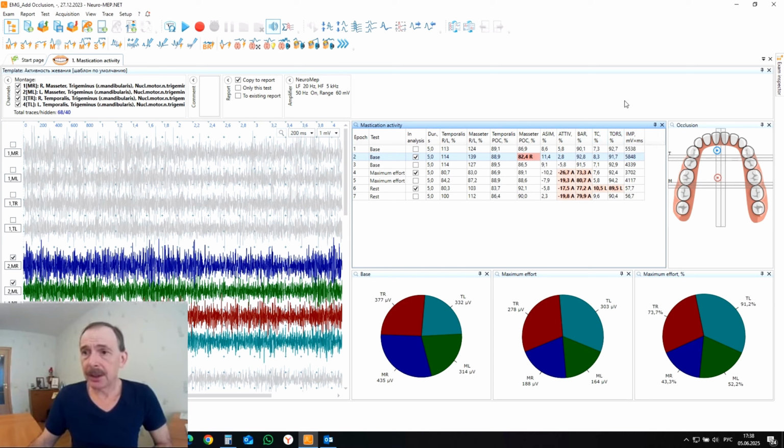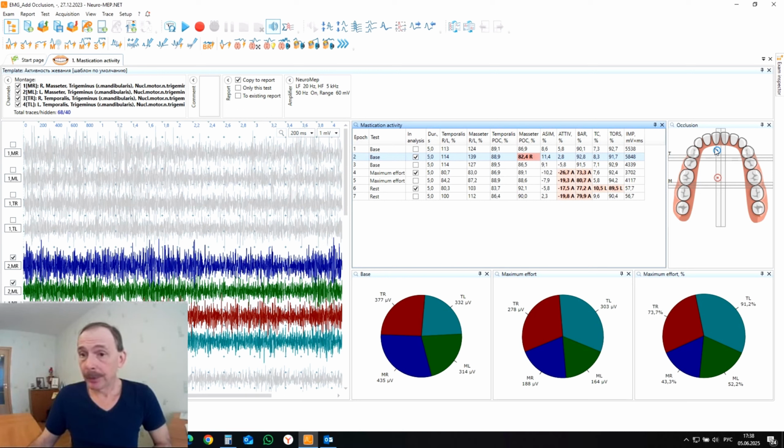All these coefficients are reflected in this diagram where we have occlusion drawn. This blue circle is for the temporalis. Accordingly, if we see that it shifts to the left, it means that the temporalis will shift to the left. If it shifts to the right, it's skewed to the right. It's the same for the masseter. This circle for the masseter shifts to the left and to the right in the same way.